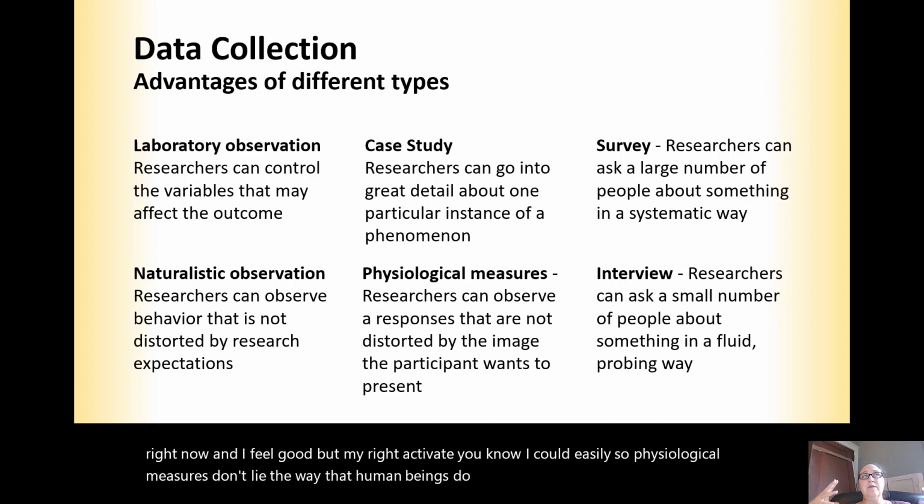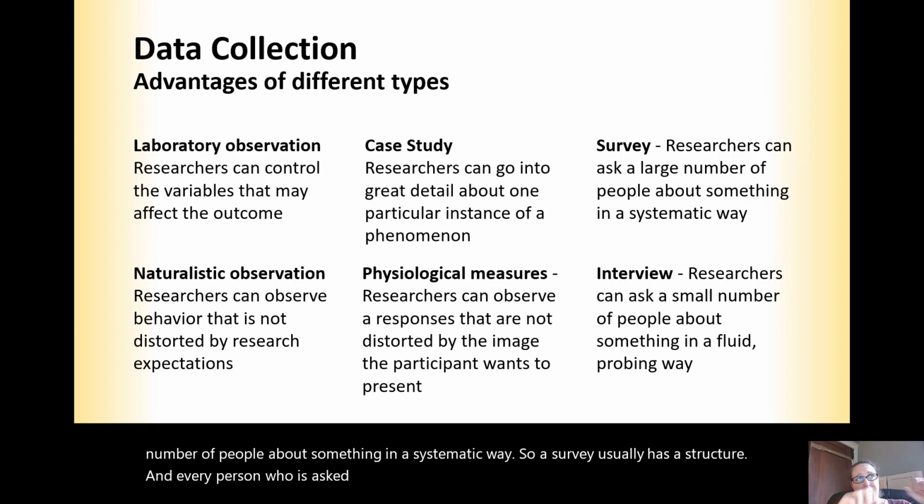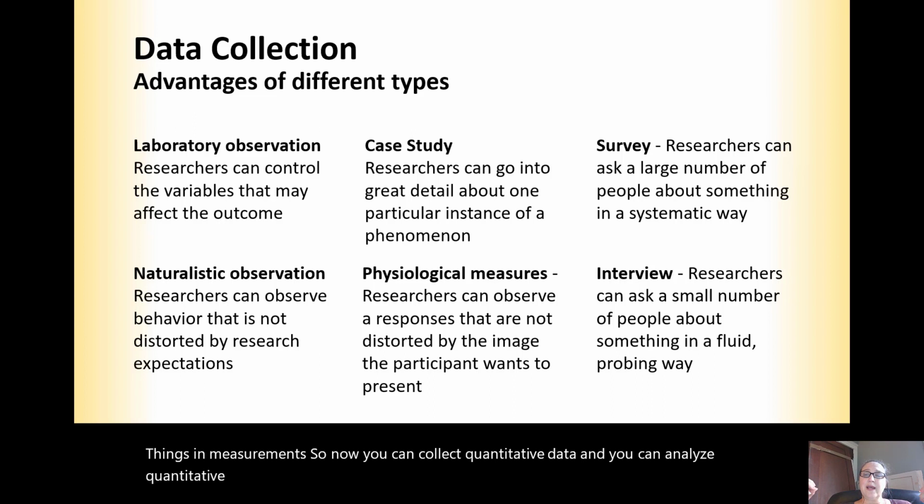Surveys allow researchers to ask a very large number of people about something in a systematic way. A survey usually has a structure, and every person is asked in exactly the same way. Often surveys may even have ratings and measurements. So now you can collect quantitative data and analyze it in a very specific way. One of the big advantages of surveys is you can ask many people systematically about a phenomenon.